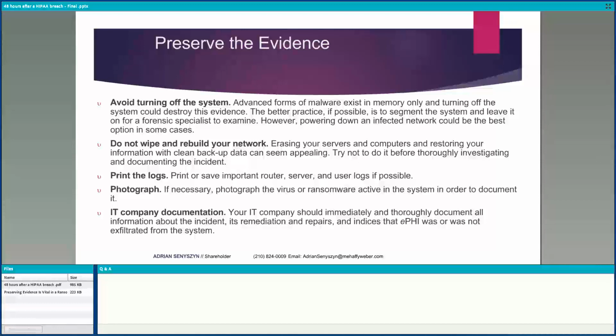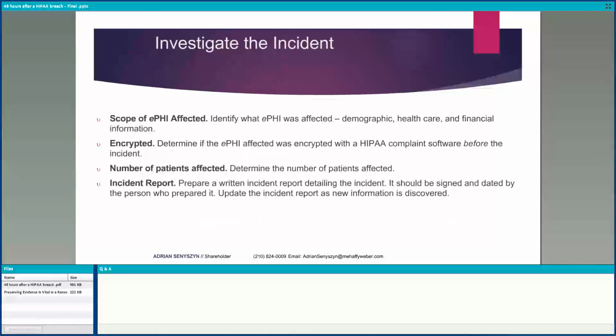And you're going to also want to document the incident, but I put this IT company documentation here because we want to make sure everything on their side is documented, and to make it easier on the attorney in analyzing the incident. What are the obligations of the entity itself? Well, you have to investigate this incident yourself. You can't just rely on your IT company to do the investigation.